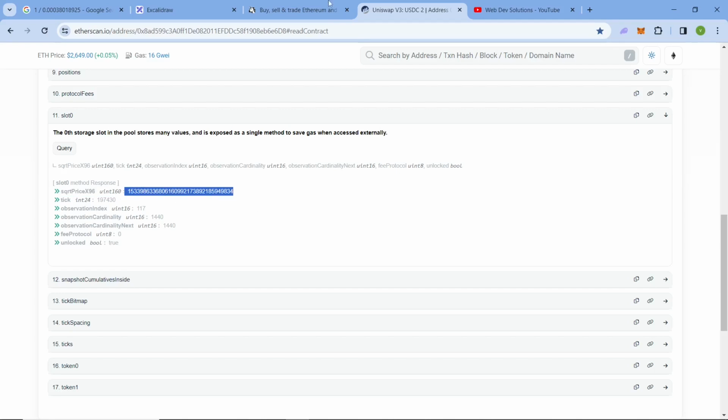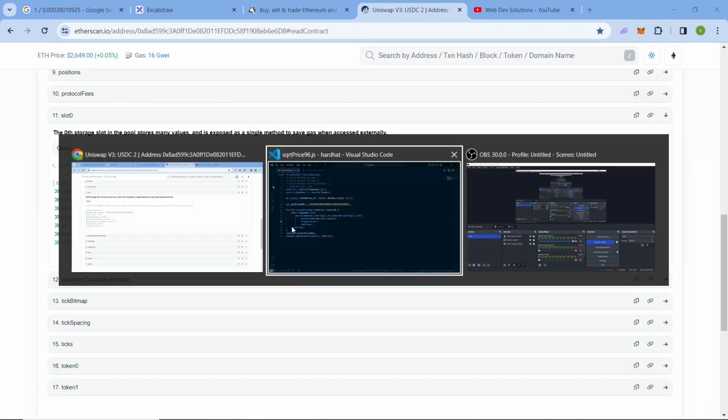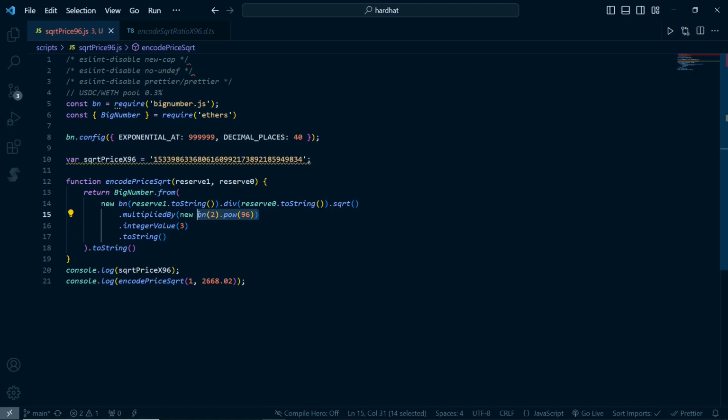I hope the video was helpful and you got to know how this is showing this and what exactly the square root price ratio is and why we are multiplying it with 2 power 96 and all.